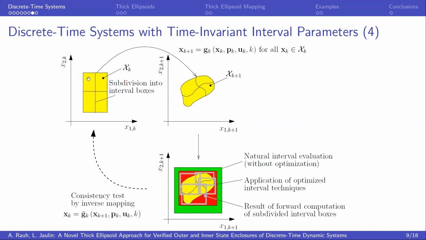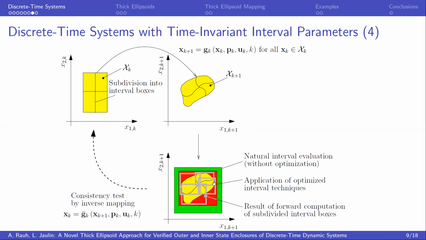Let's assume that we have the yellow box. The yellow box will be mapped to this potato-shaped region here at a future point in time, and an interval evaluation would lead to the resulting green domain. The width of the green domain can be reduced by using approaches like, for example, Taylor series expansions or monotonicity tests to a tight axis-aligned box, the red one.